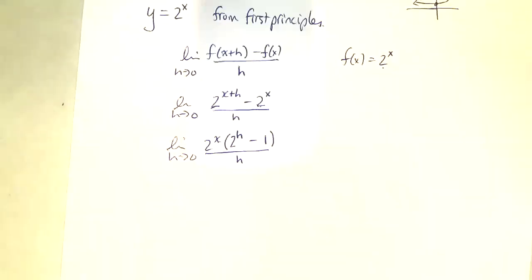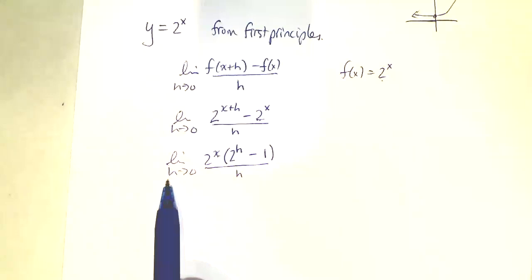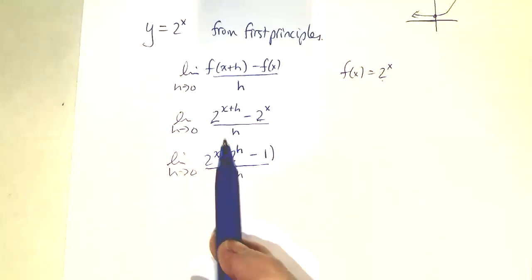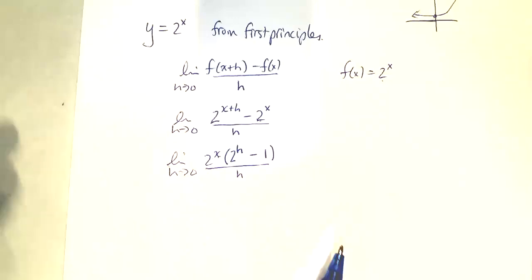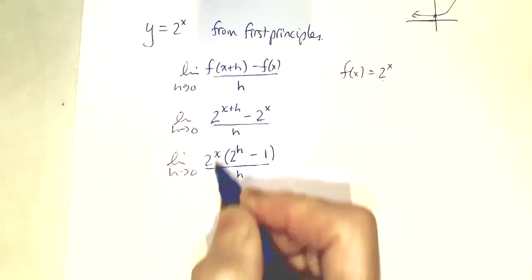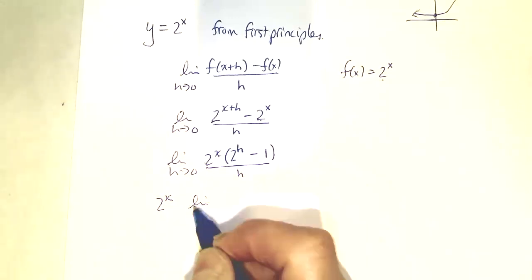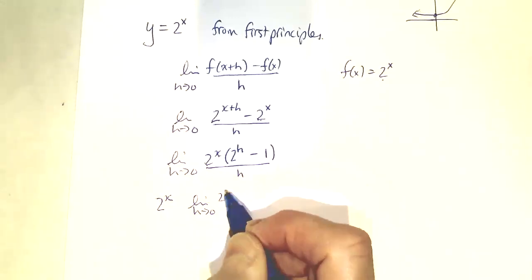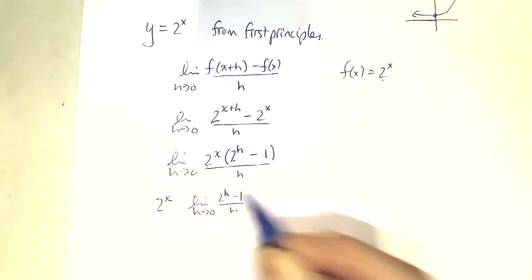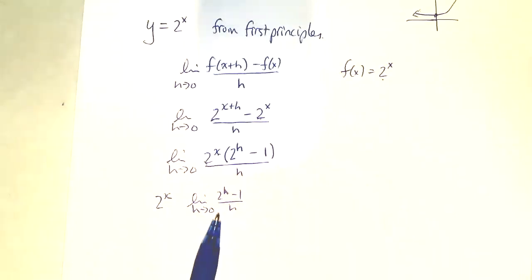Why do I do that? Because if you're evaluating a limit as h goes to 0, it has absolutely no bearing on this. Not connected, nothing to do with it. So you could actually pull it, these are the properties of limits, pull it out and just evaluate this thing. Okay? Now how do you evaluate this?